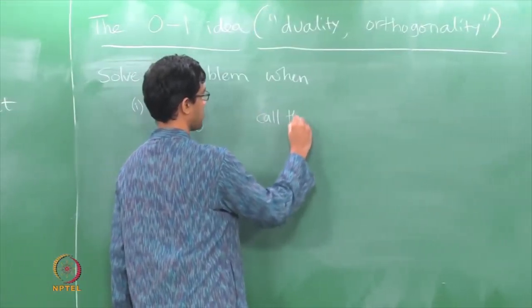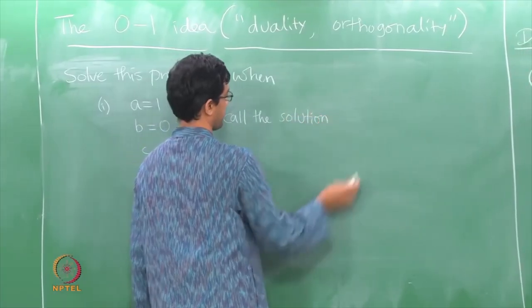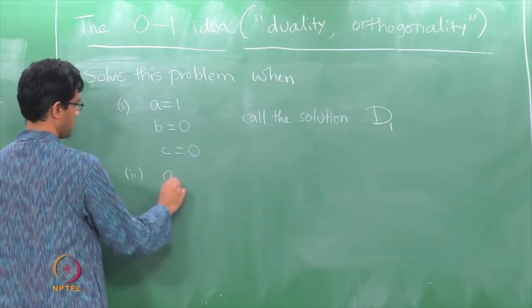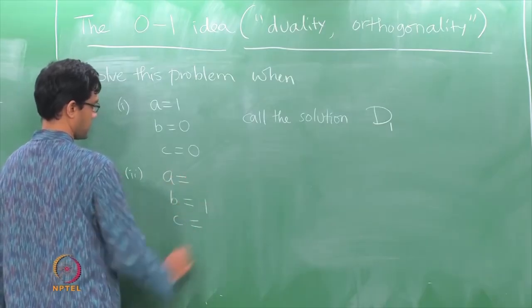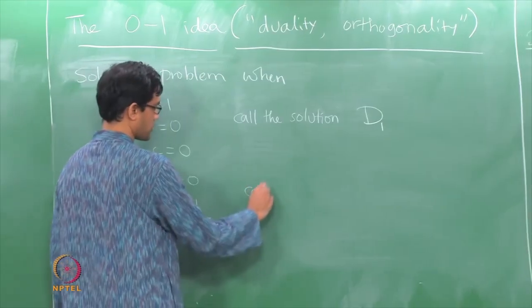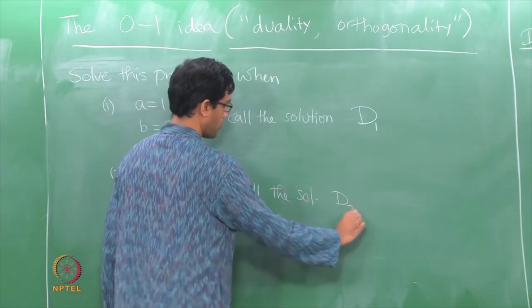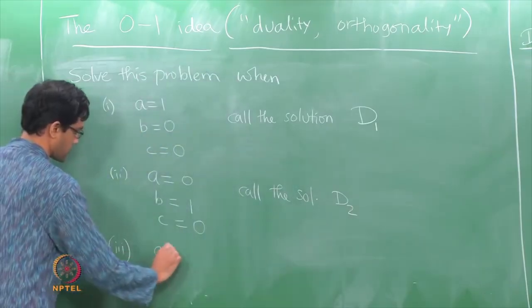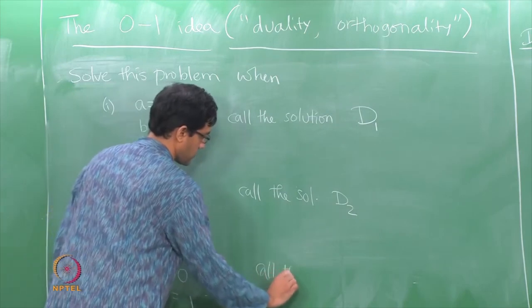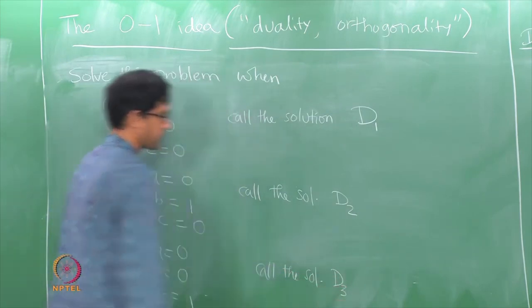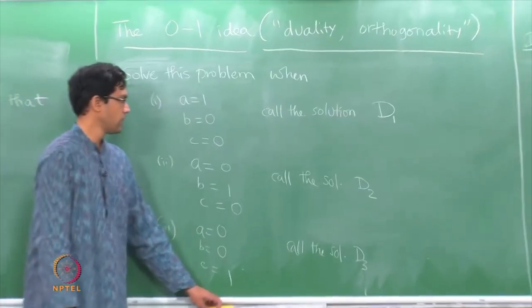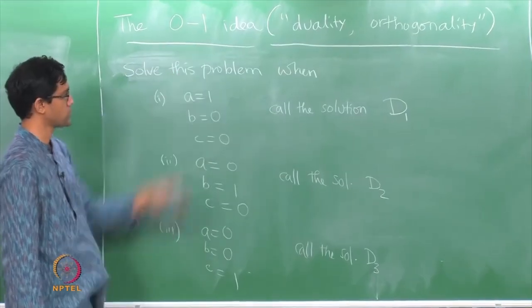So let's call the solution, instead of D, let's call it D1. So similarly, let's solve another problem. Let's find a point D whose dot product is 1 with OB and 0 with the other 2 vectors. Suppose we can solve this problem, call the solution D2. And we solve the third problem, which is dot product 0 with the first 2 vectors and 1 with the third vector, and call that solution D3. Okay. So instead of solving the general problem, we solve 3 simpler problems. We find D1, D2, and D3 whose dot products are 0s and 1s. That's sort of what the 0-1 idea means.